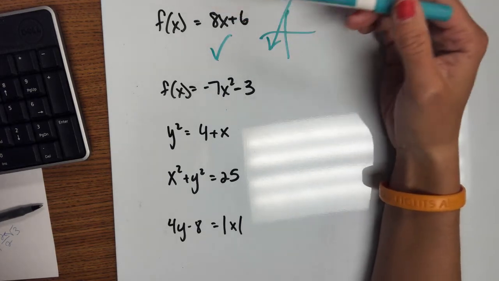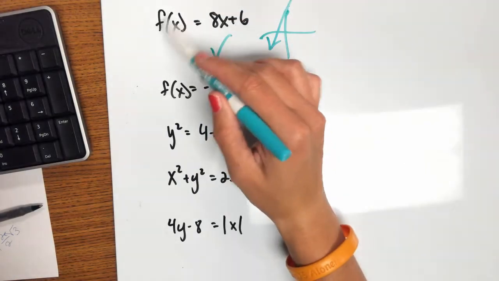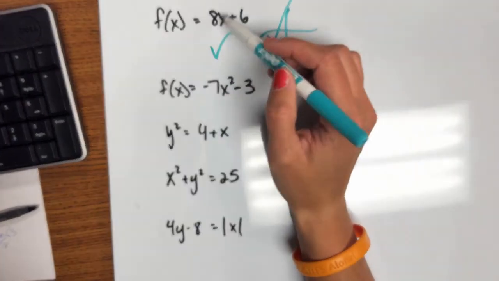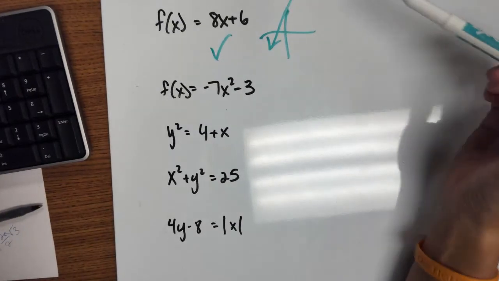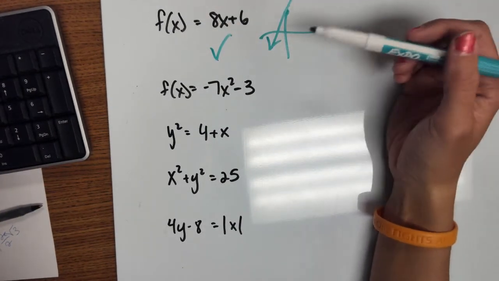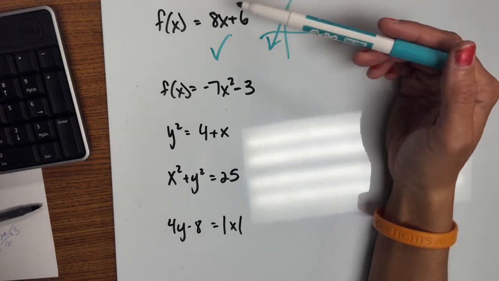Or, the second step, algebraically, you could solve for y, which it already is. F of x is like y. And then look and see, as long as we don't have a plus or minus, it is indeed a function. So, because it's already y equals, that means that it is going to be a function.